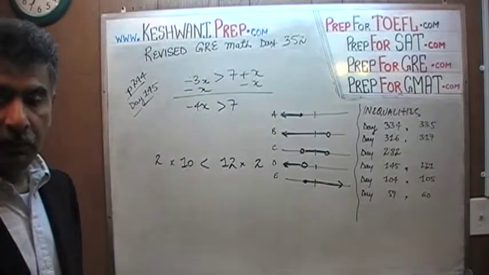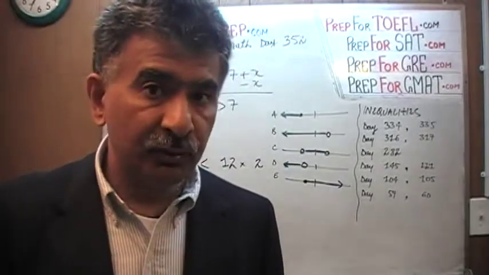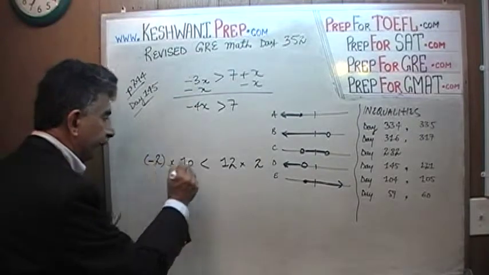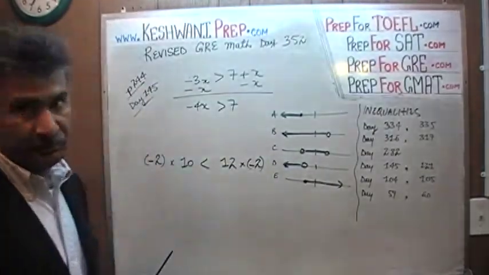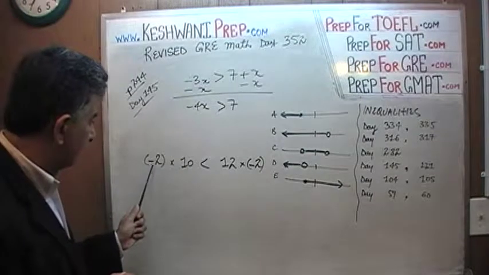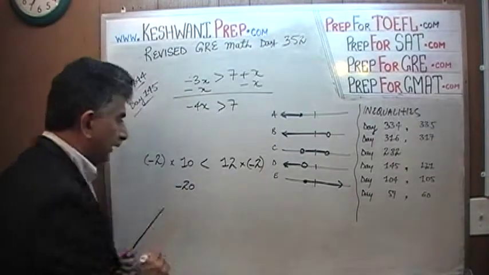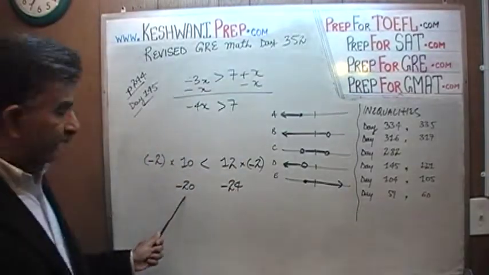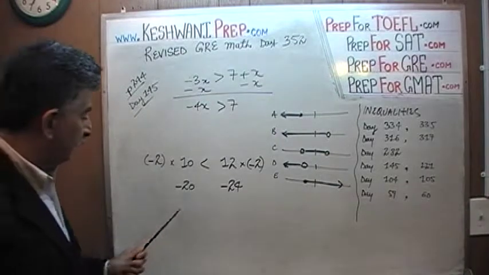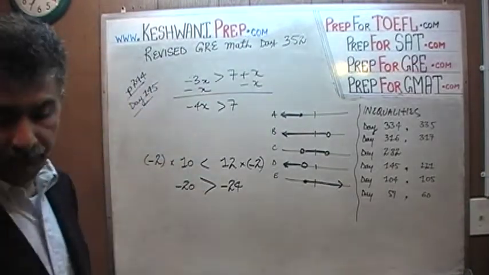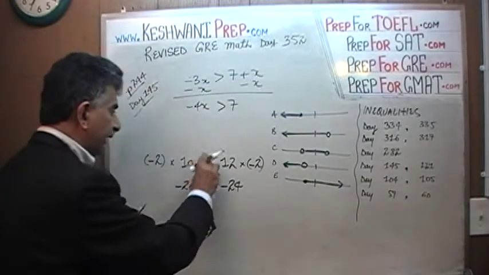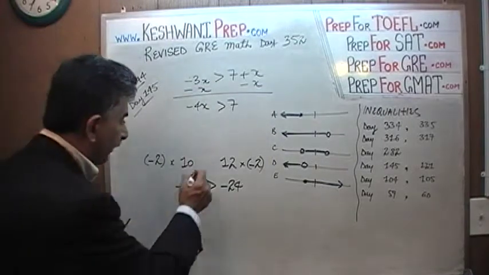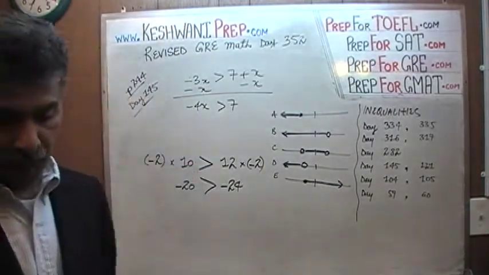Of course it is. But what happens if instead of 2, we had multiplied both sides of the inequality by a negative number? This is the only difference. Now, negative 2 times 10 is negative 20, and negative 2 times 12 is negative 24, and negative 20 is no longer less than negative 24. Negative 20, in fact, is more than negative 24. So the only rule that we have to keep in mind is that as soon as we multiply both sides of the inequality by a negative number, the direction of the inequality has to switch.